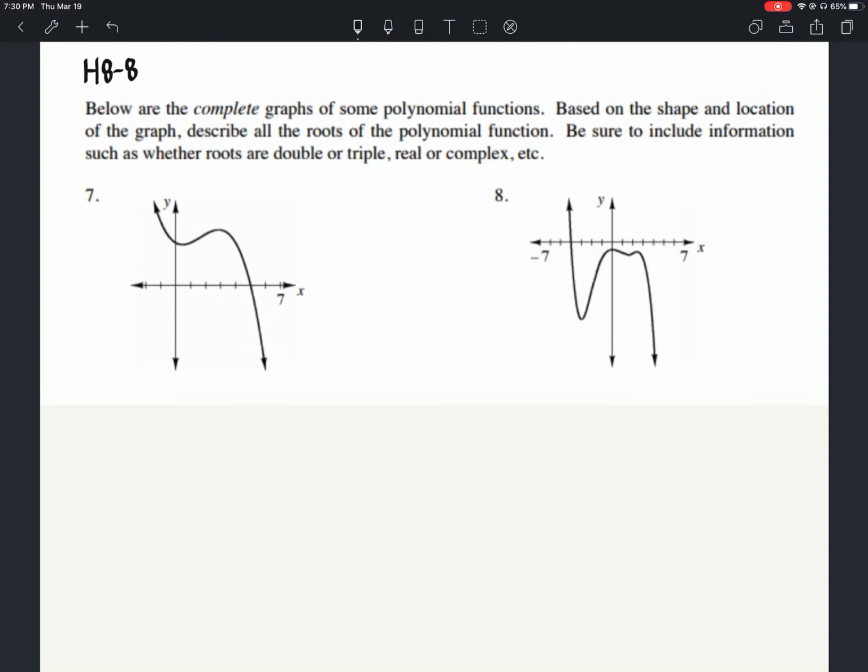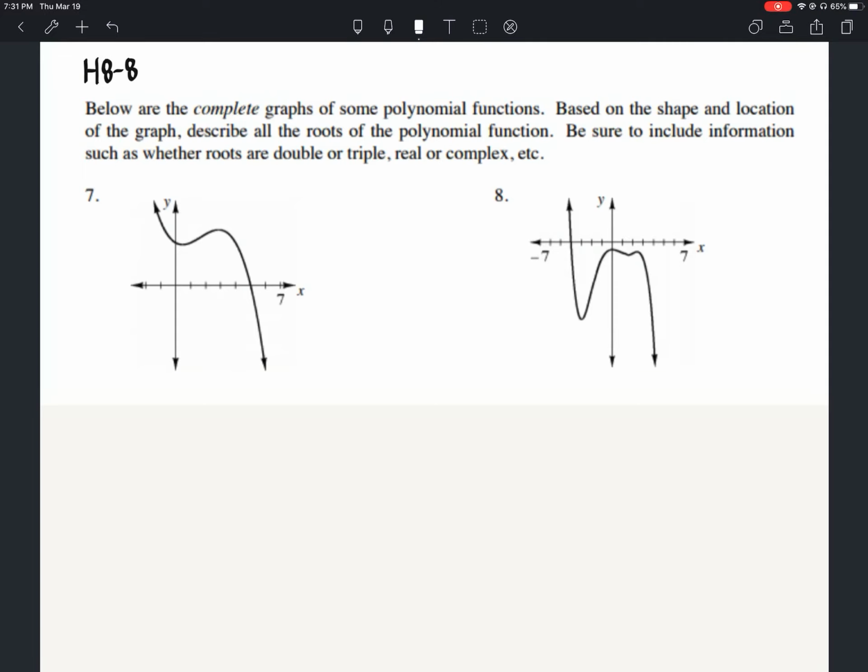All right, welcome to numbers 7 and 8 from the H8-8 worksheet. So let's see here. It says below are the complete graphs of some polynomial functions. Based on the shape and location of the graph, describe all the roots of the polynomial function. Be sure to include information such as whether the roots are double or triple, real or complex, etc.